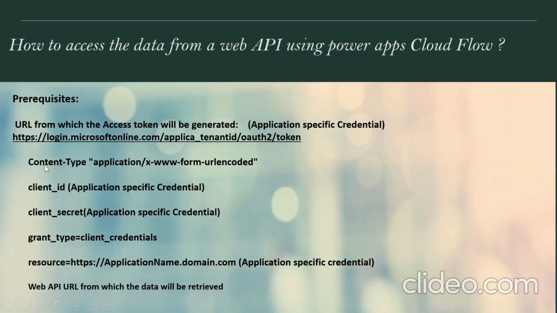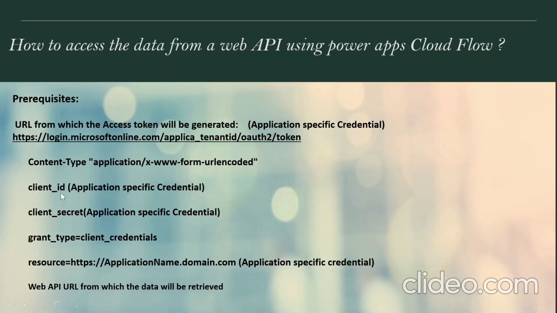Then we will need a content type. Usually it's going to be this double quoted string which is mentioned. This is not an application specific credential; it is going to be most common. It describes what kind of data you are fetching, or what type of content is actually present inside that web API.